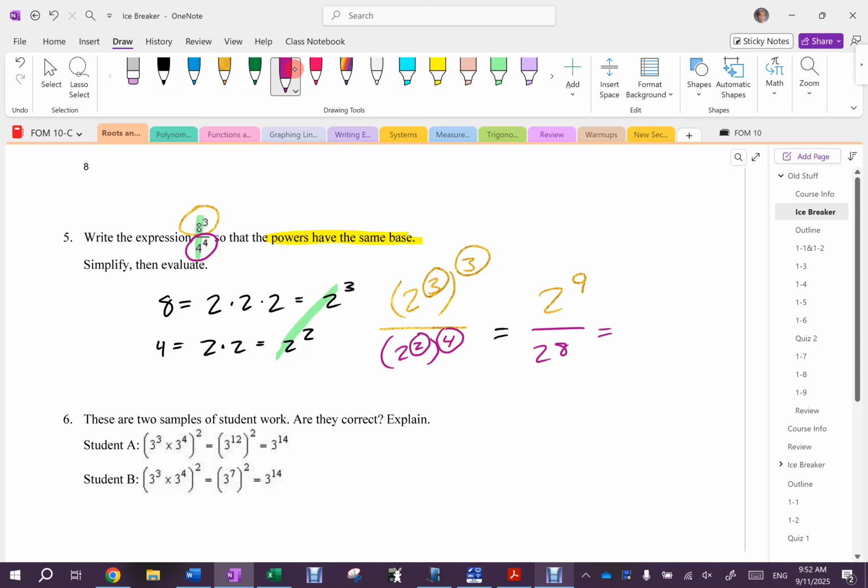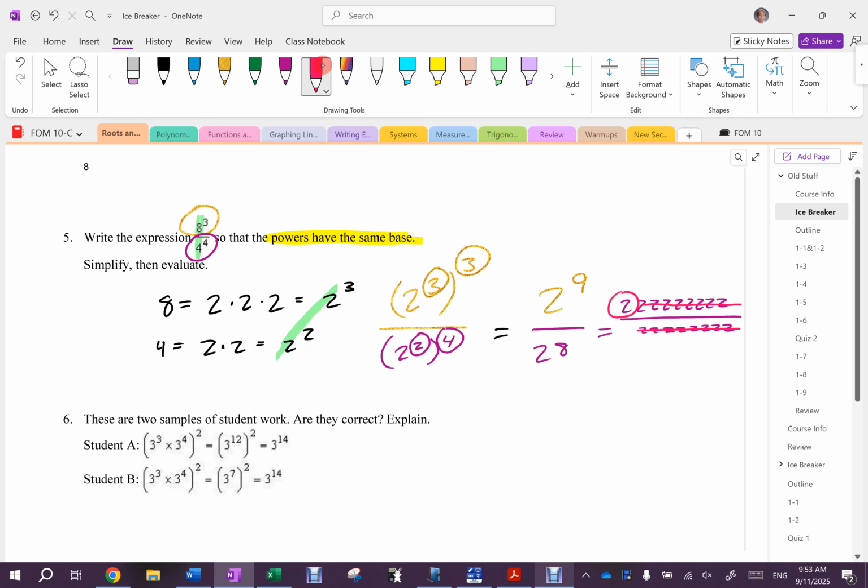Which means if I have 9 2's on the top, 1, 2, 3, 4, 5, 6, 7, 8, 9, and I have 8 2's on the bottom, 1, 2, 3, 4, 5, 6, 7, 8, then 8 of those 2's disappear. They don't really disappear. They become 1. And 2 times 1 is still 2. So your final answer is 2. That's what I wanted you to do.